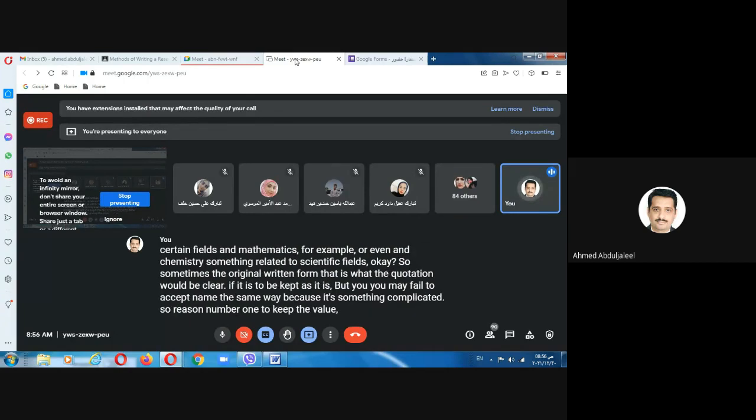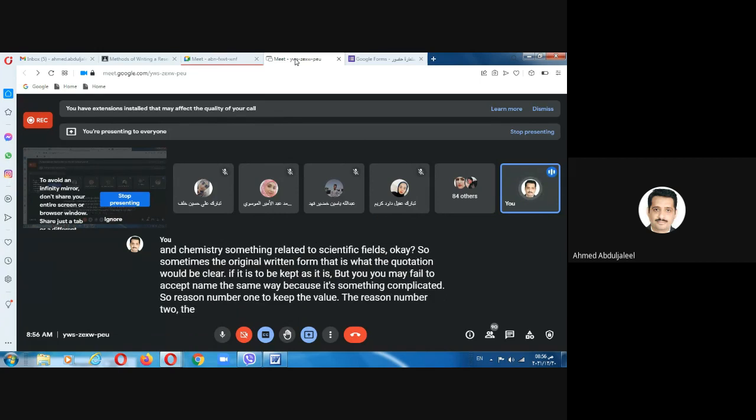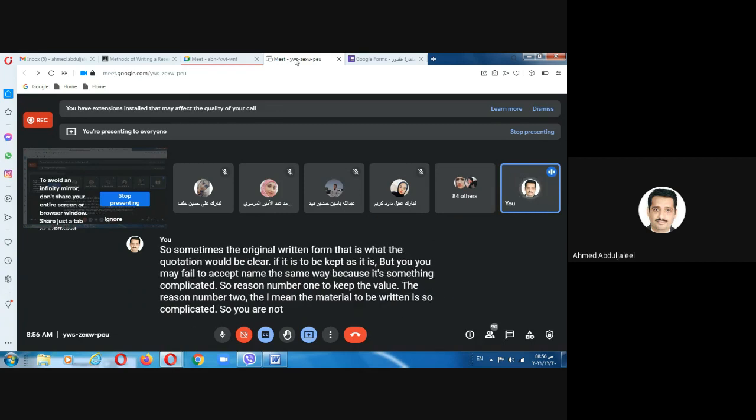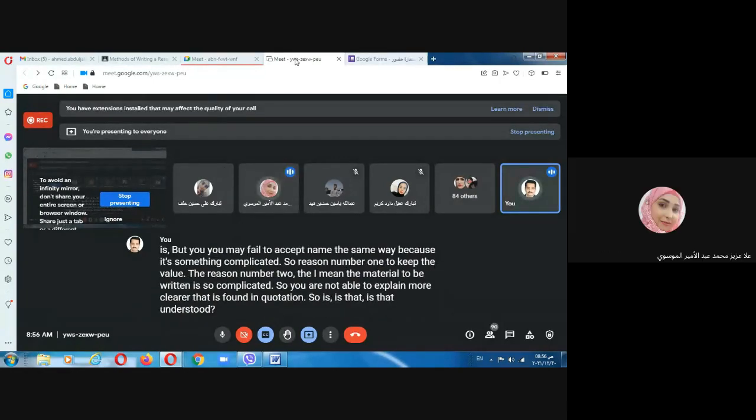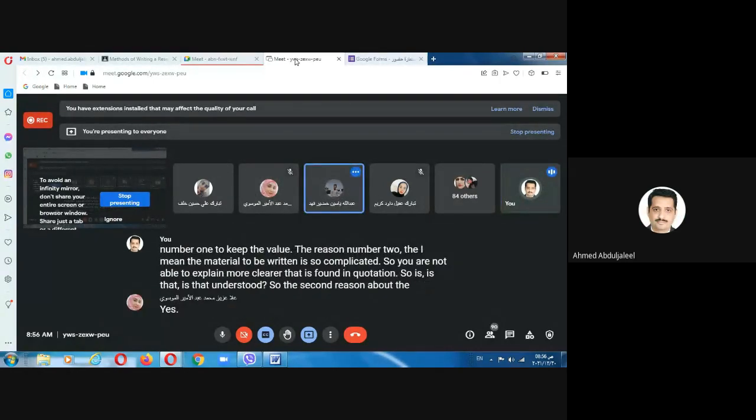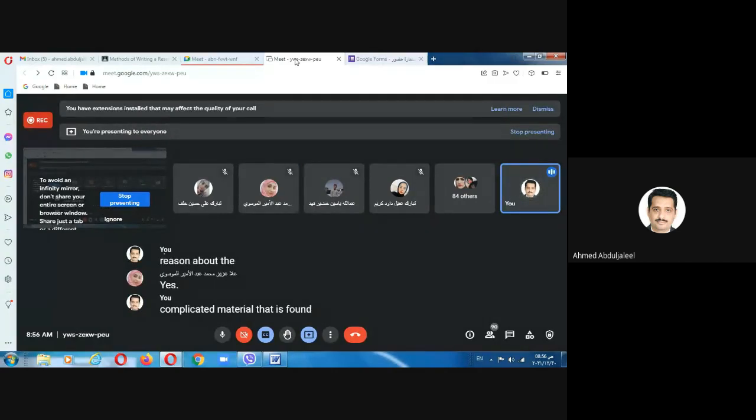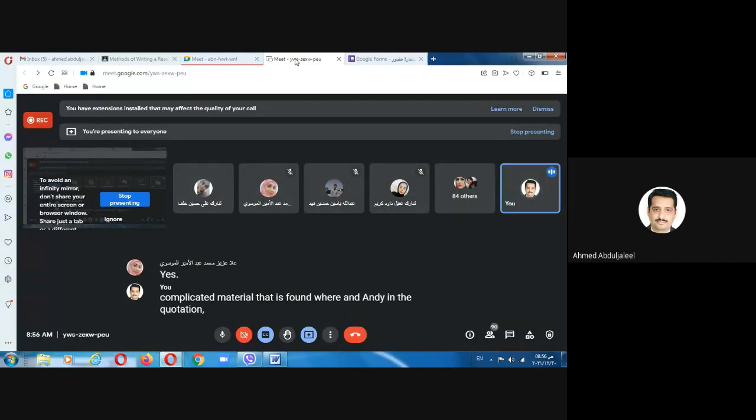Reason number two, the material to be written is so complicated, so you are not able to explain more clearly. That is found in quotation. So is that understood? So the second reason is about the complicated material that is found where, in the quotation. It is explained more clearly in quotation rather than to be paraphrased.